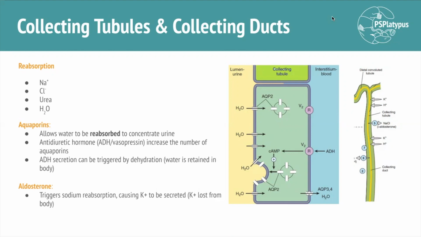ADH is secreted by the body in a state of dehydration, and it's exactly what you want when you're dehydrated. You want more water to be reabsorbed from our urine and less to be lost. Additionally, like before, aldosterone also plays an active role in this area.